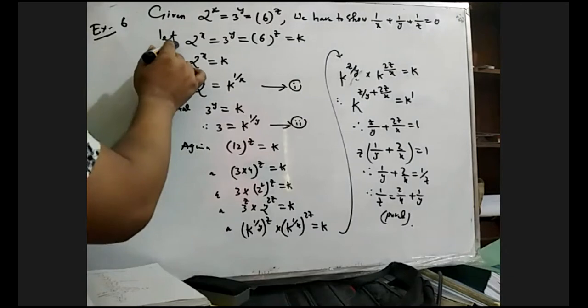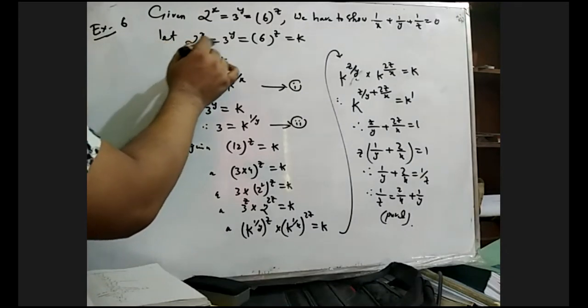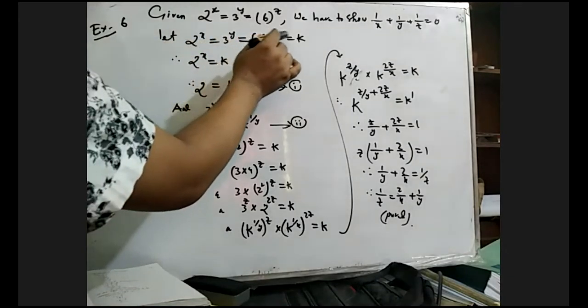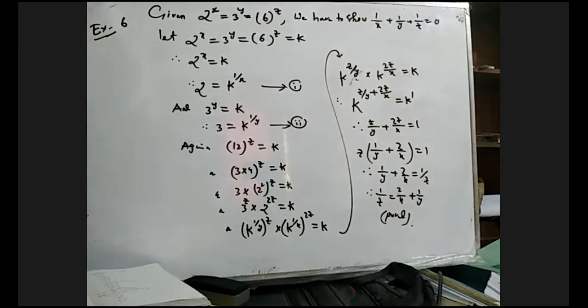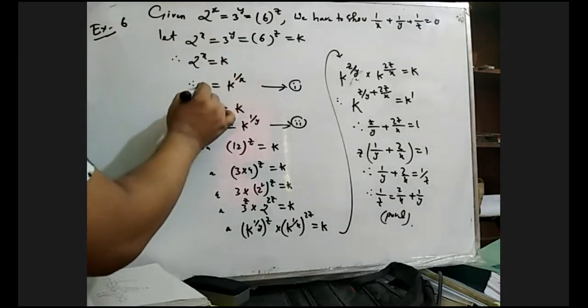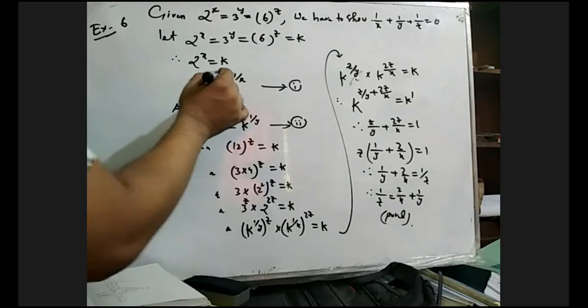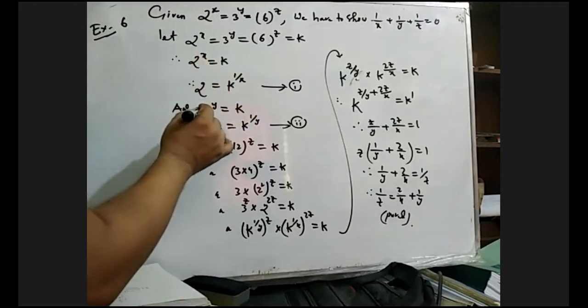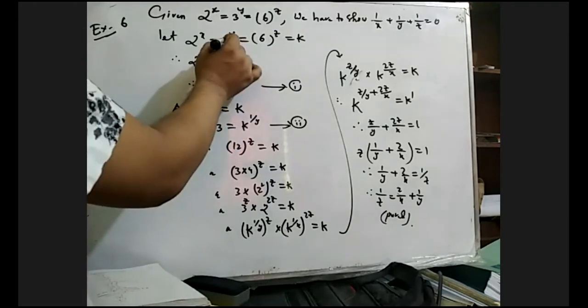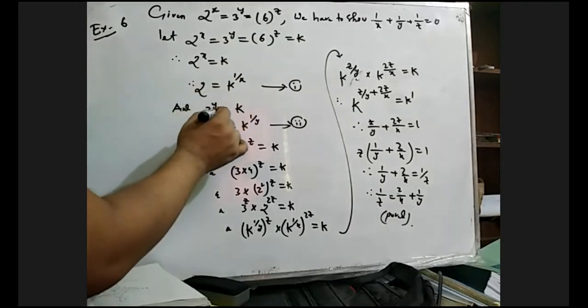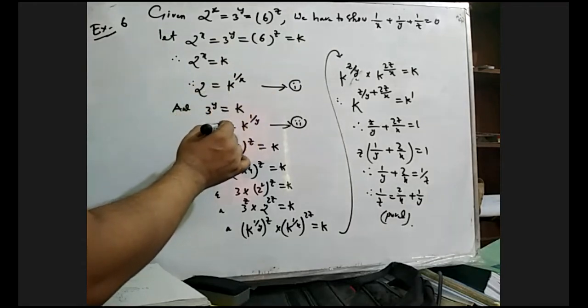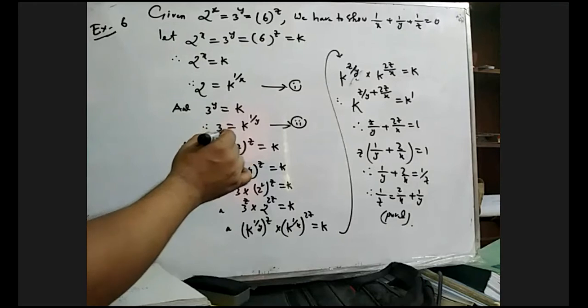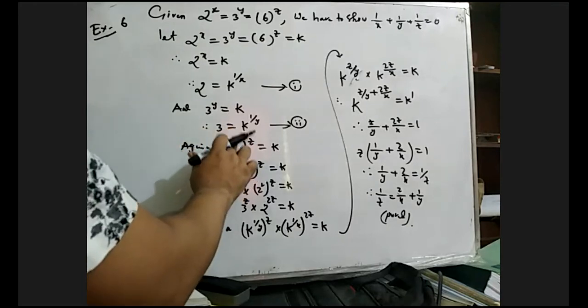Okay, so let us consider, same as before example, 2 to the power x equals 3 to the power y equals 6 to the power z equals to what? Okay, so we can write 2 to the power x equals k, so 2 equals k to the power 1 by x. Similarly, for the second, 3 to the power y equals k, and 3 equals k to the power 1 by y.